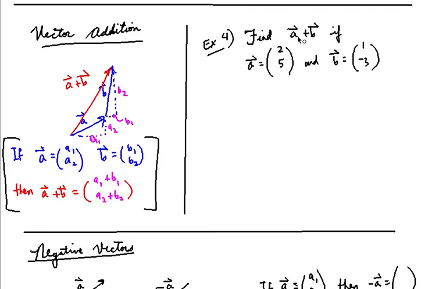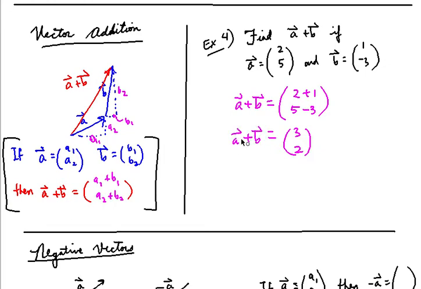So let's do an example. What is the vector A plus the vector B if vector A is (2, 5) and vector B is (1, -3)? Okay, again, very, very easy. I'm just going to be adding these two numbers. So it's going to be 2 plus 1 and 5 plus minus 3. Okay, 5 plus minus 3 is just that, right? So I end up with (3, 2), and there you go. That's the vector A plus the vector B. Okay, so vector addition is very easy. Just add components.